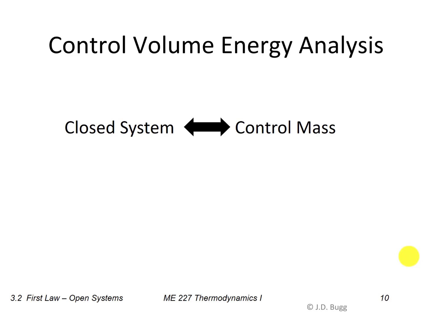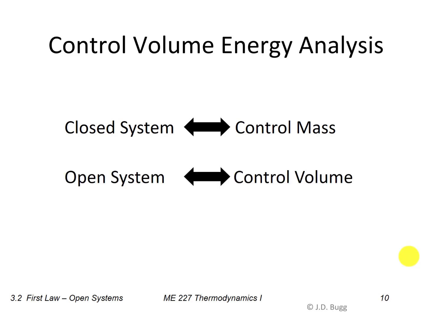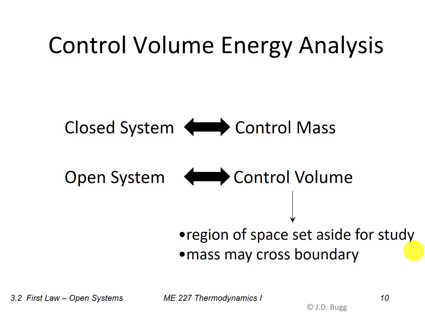What we're going to turn our attention to now, though, are open systems, also known as control volumes. So the big difference here, of course, is that we're now going to allow mass flow to cross the boundary. So we're setting a region of space aside for study rather than a portion of mass. So key thing, mass may cross our boundary.